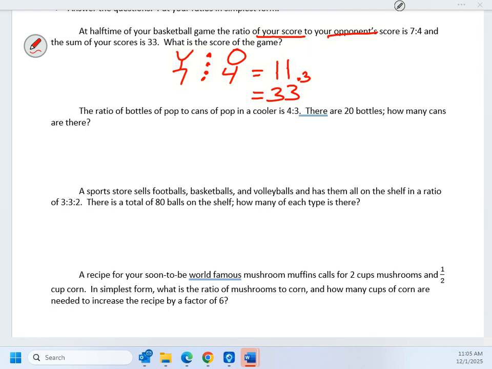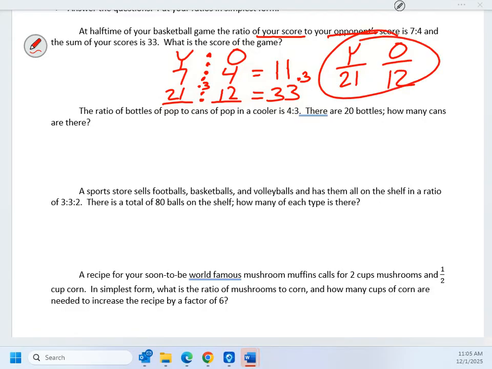So how do I find what the score is? AJ? Multiply 7 and 4 each factor. Yeah, I need to multiply by that same scale factor. 7 times 3 is 21, 4 times 3 is 12. So, my final answer, your score is 21, the opponent's score is 12. So what is the score of the game? 21 to 12. Does that make sense?